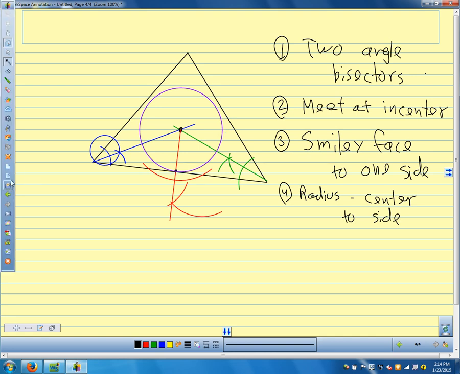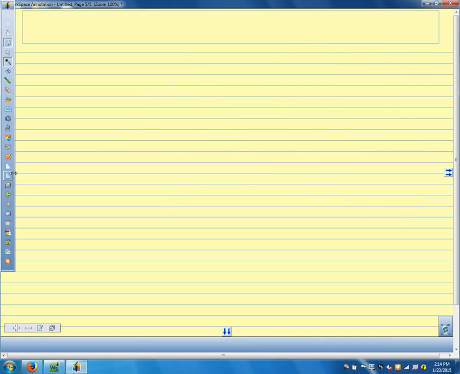All right. Now let's take a look at a couple of quick examples of the types of problems you might see on your homework with these things. One other thing I need to say, the incenter is always inside.